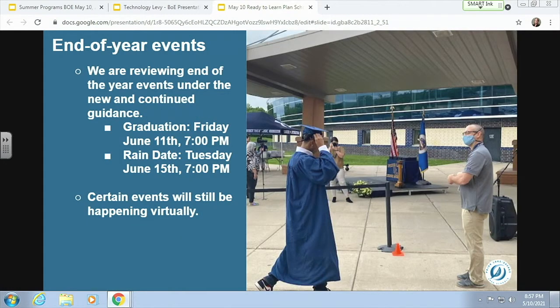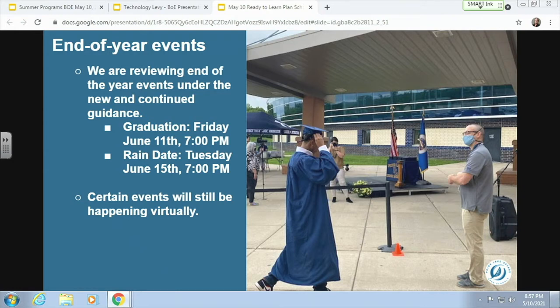Probably the most exciting piece is that with that new guidance, it gives us the opportunity to start looking at our end of the year events. And we all know, looking at Abby more than anyone, the most exciting one is graduation. With this new guidance, we are excited to know that we are able to have a traditional graduation in Dan Patch Stadium on Friday, June 11th at 7 o'clock. What that means is we will be able to have families in the stadium to watch their children graduate.